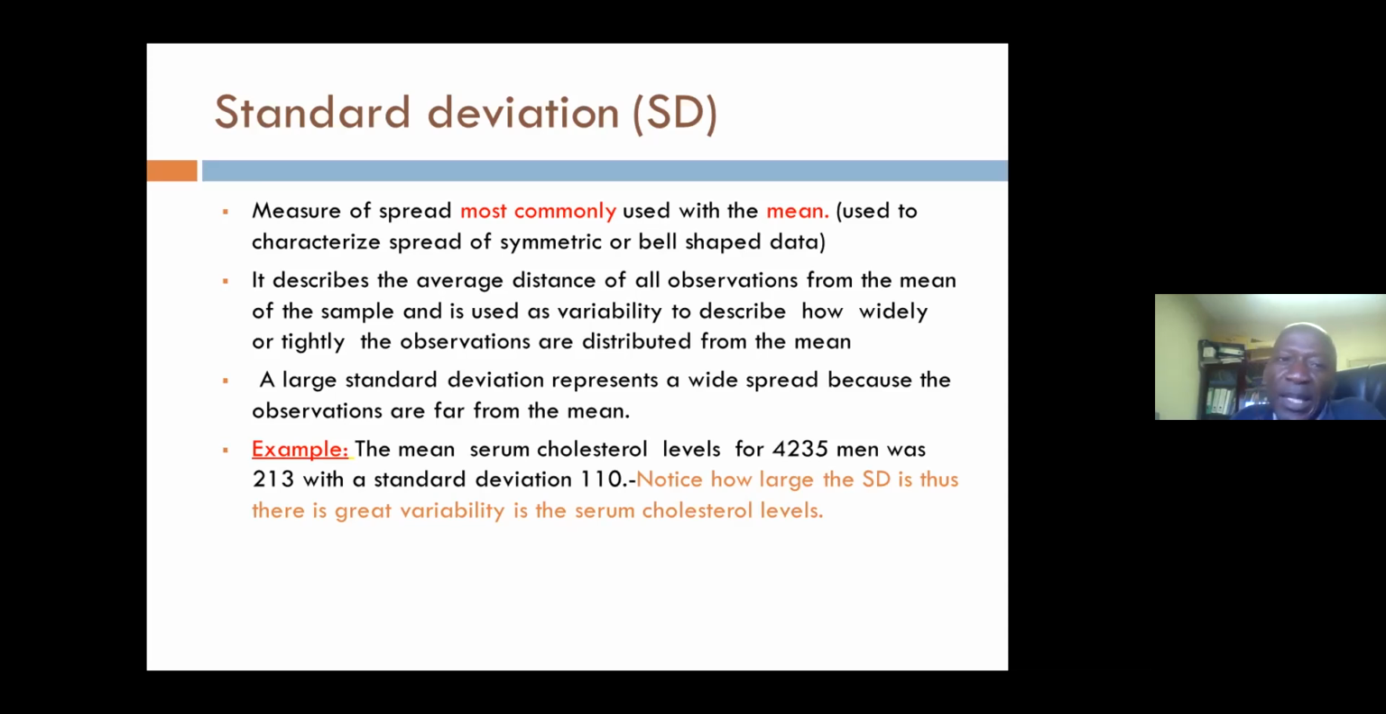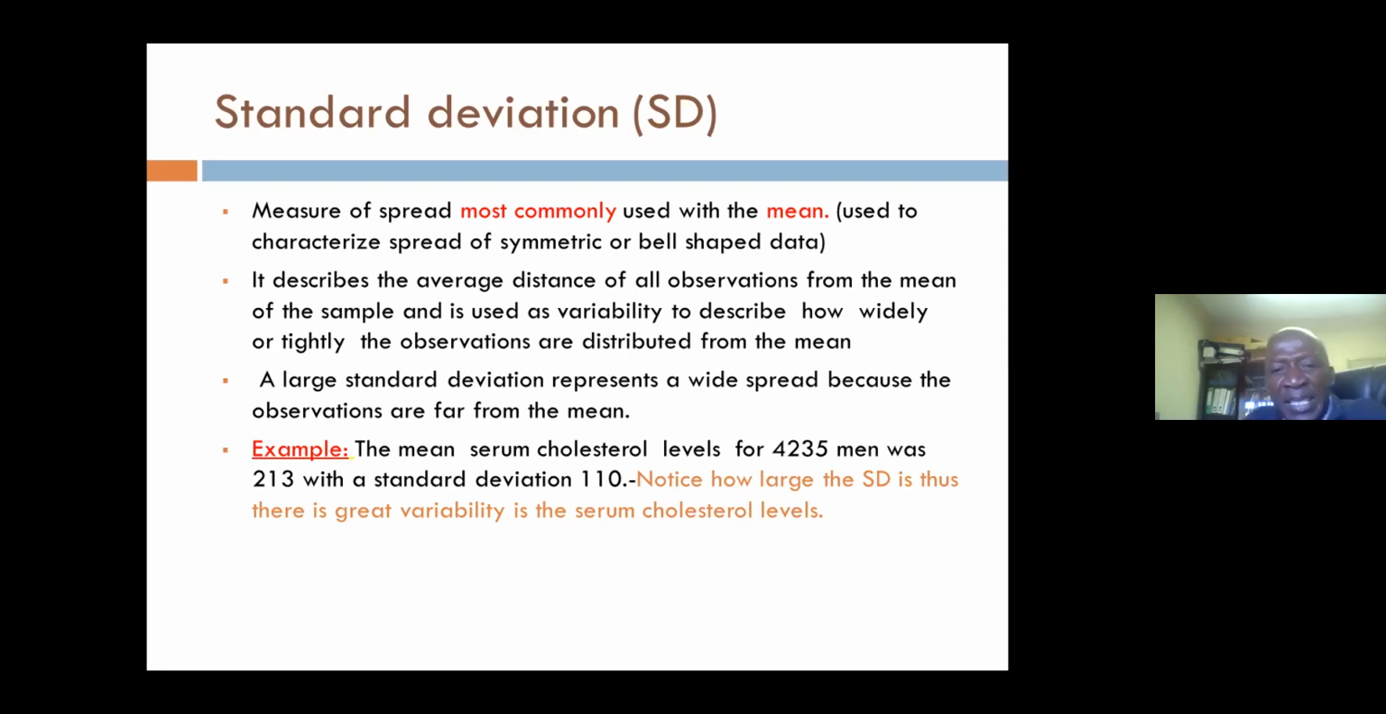So the range doesn't have much statistical inquiry in it, because we're just using the extreme values in the data set. The standard deviation is the most commonly used and most informative measure of variation in a given data set. The standard deviation is used together with the mean. So when you use the standard deviation, you are basically measuring the amount of variation that exists in a given data set relative to the mean. It describes the average distance of all the observations from the mean in a given sample, so that we understand the amount of noise that exists in a given data set.